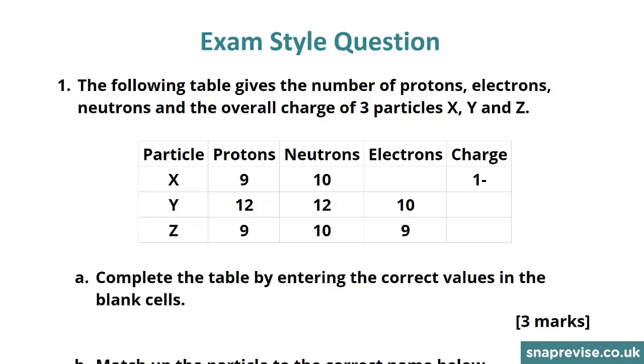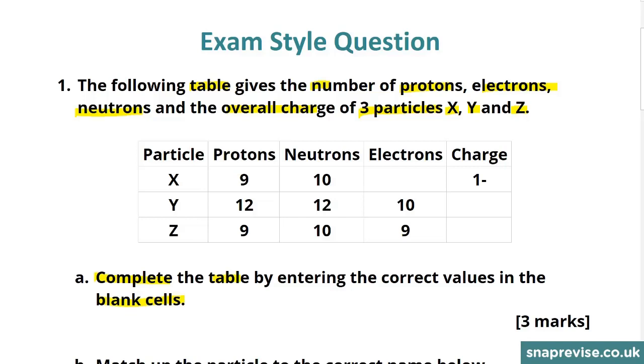Hi guys, in this question we're going to be looking at an exam style question on ions and ionic bonding. The question starts with a table giving you the number of protons, electrons, neutrons and the overall charge of three different particles which have been given the letters X, Y and Z. The first part of the question asks you to complete the table by entering the correct values into the blank cells. And you can see that for X we have a blank cell for the number of electrons, and for Y and Z we have blank cells for the charge.